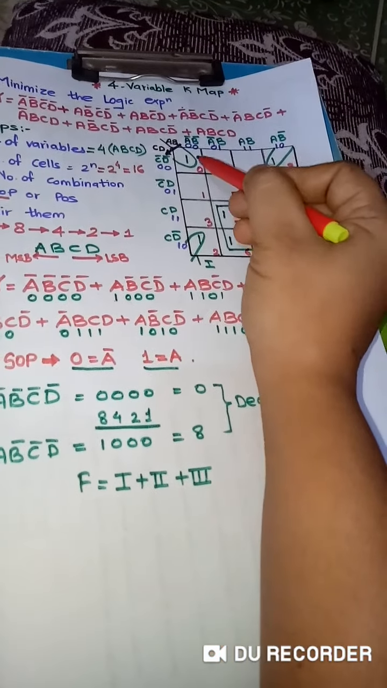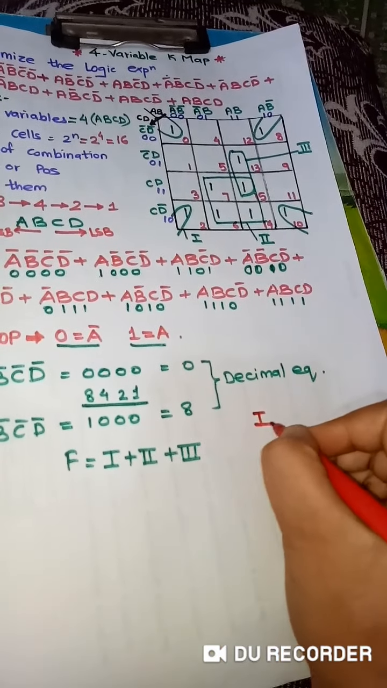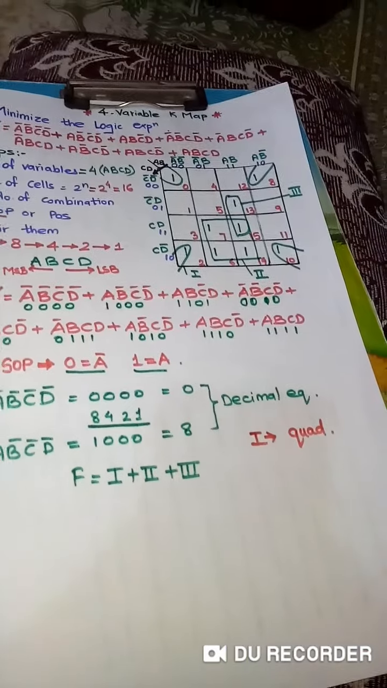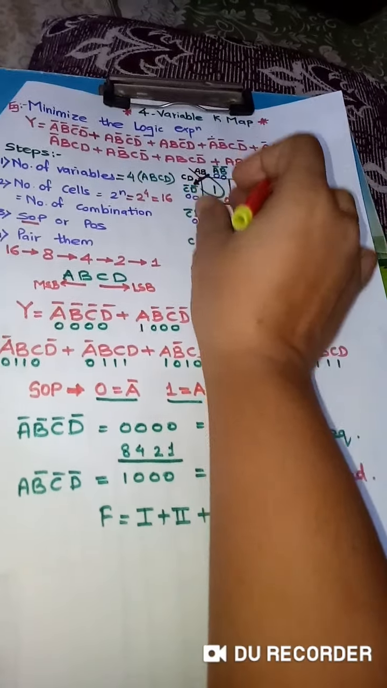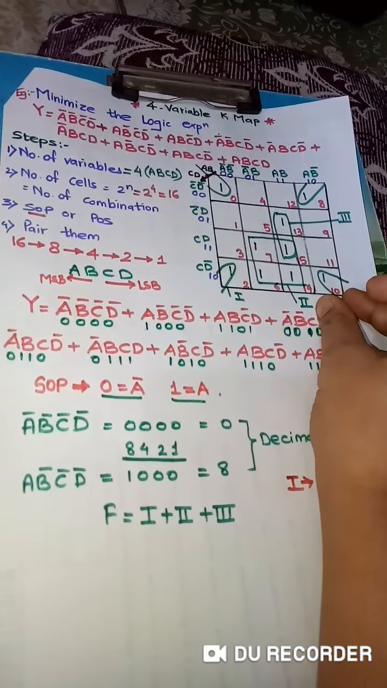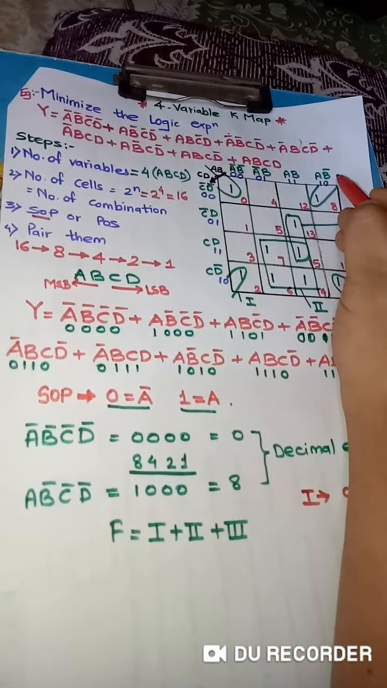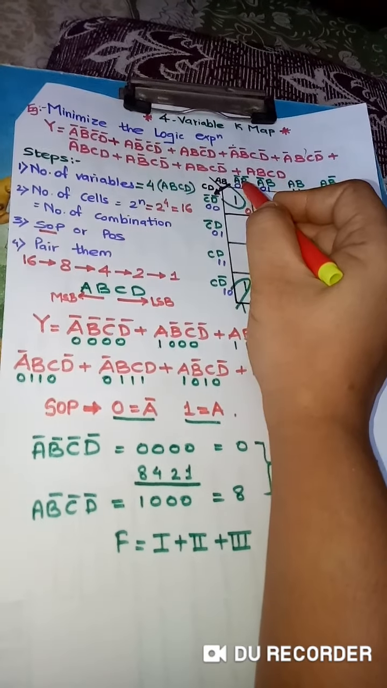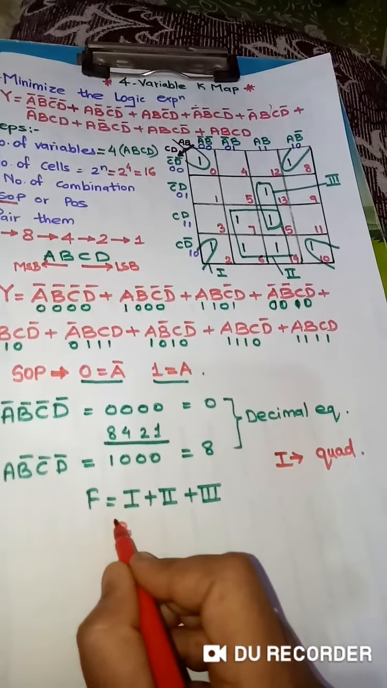What are the common things? Let's see. Common things for this 4. This first group is called a group of 4, which is called a quad. So in this first group, if you see this particular column and this particular column, see the MSB. MSB is A bar, B bar and A, B bar. So in these 2 columns, we can see that the only term which is common is B bar. So I will write here B bar, right?